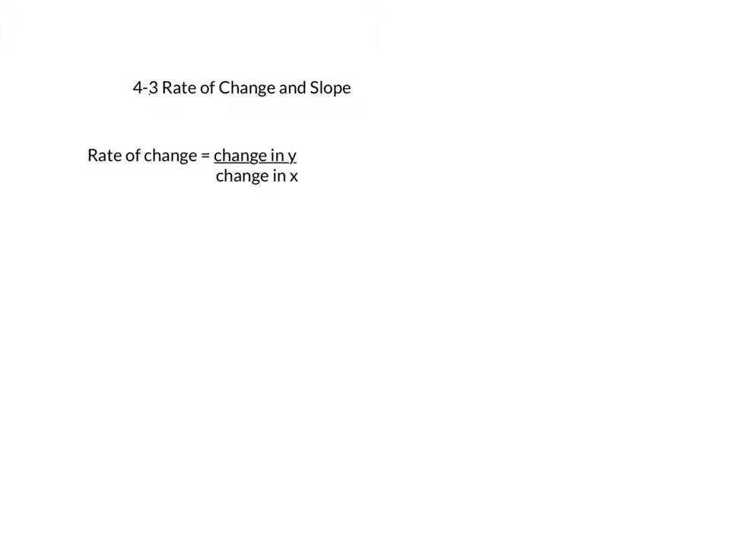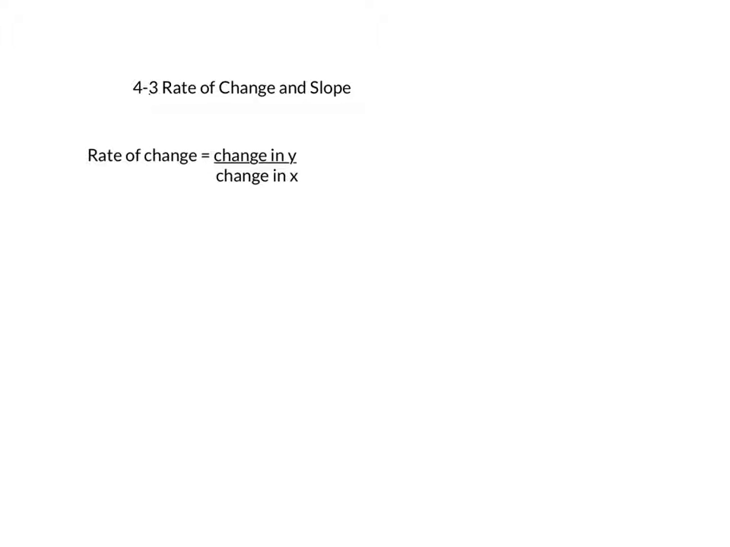This is 4-3, rate of change and slope. The rate of change is defined as the change in y over the change in x. It's very similar to slope, but rate of change may not be constant, whereas slope of a linear function has a constant increase, we learned earlier. And we'll get more into slope in section 4-4, but we will start it in this lesson as well.